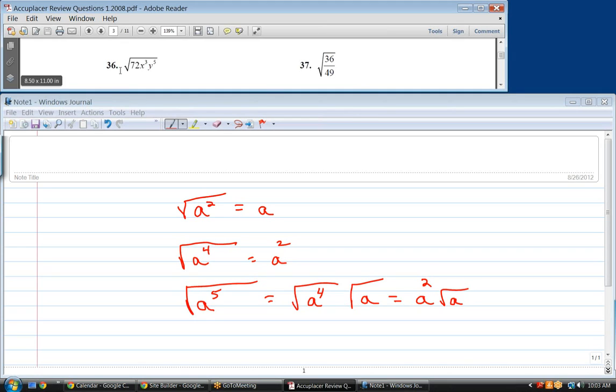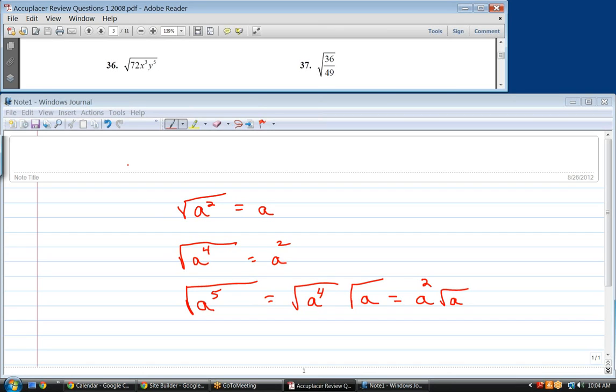Let's talk about doing the square root of something like problem 36. First of all, let's talk about the number part of this. If I'm taking the square root of this entire quantity, then I'm basically taking the square root of 72, and I'm going to take the square root of x to the third, and I'm going to take the square root of y to the fifth.